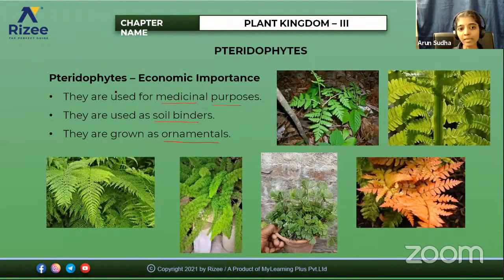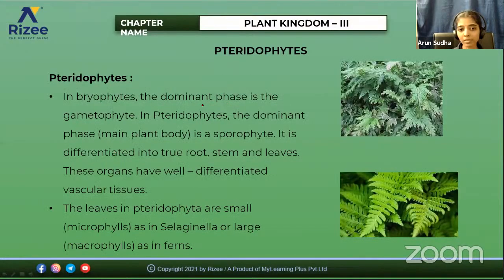In the case of pteridophytes, the dominant phase is the sporophyte. We saw yesterday that in the case of bryophytes, the dominant phase is the gametophyte. So we saw what a gametophyte and what a sporophyte is in the case of bryophytes. Here, the plant body that we see outside is mostly a sporophytic plant body. So the dominant phase is the sporophyte, and this is differentiated into true root, stem and leaves. That is one of the main evolutionary advances in pteridophytes. And these organs have well-differentiated vascular tissues, so they help in the conduction of water and other nutrients.